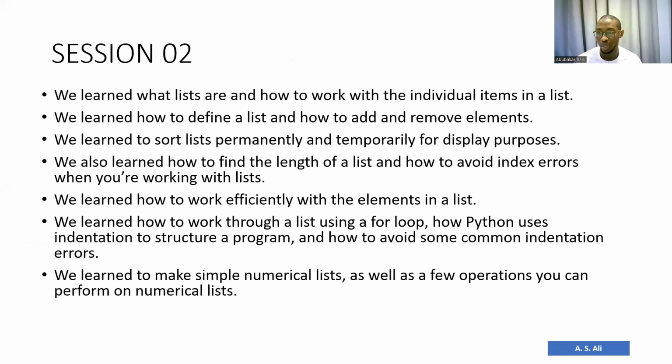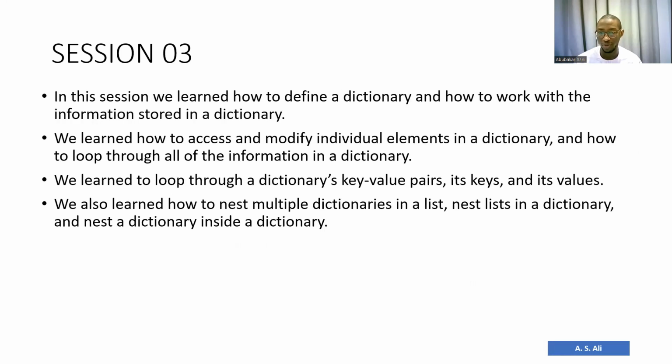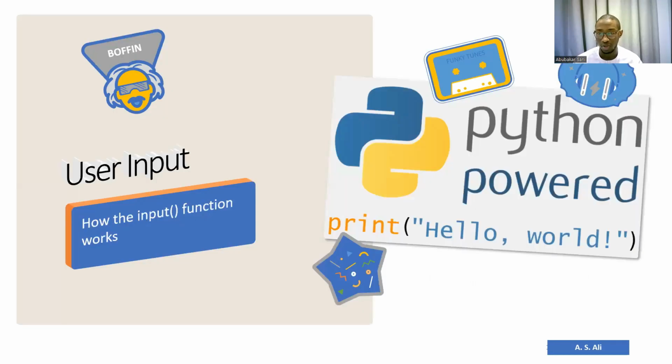In the second session, we looked at how to work with lists, and so many lists. We also looked at tuples, dictionaries, and how to loop through tuples and dictionary values in the third session. So today's session, we are going to start with what we call the user input function. In the user input function, we use it to be able to obtain information directly from the user.